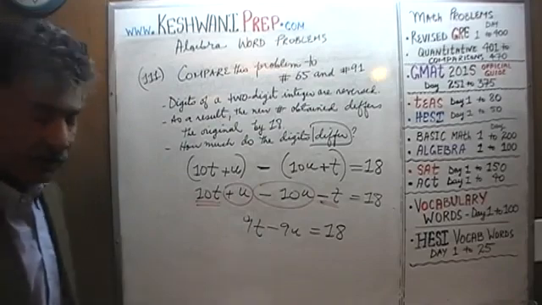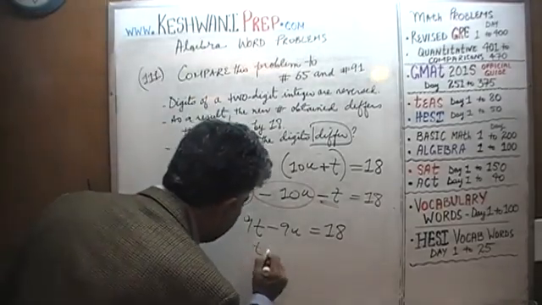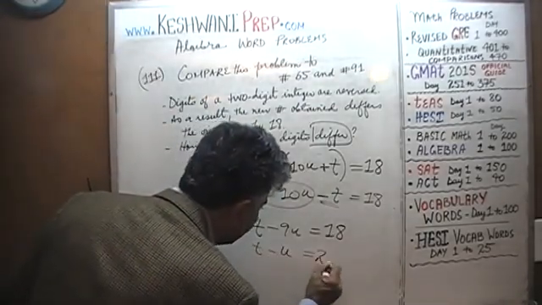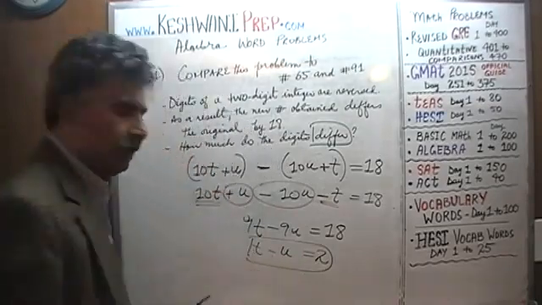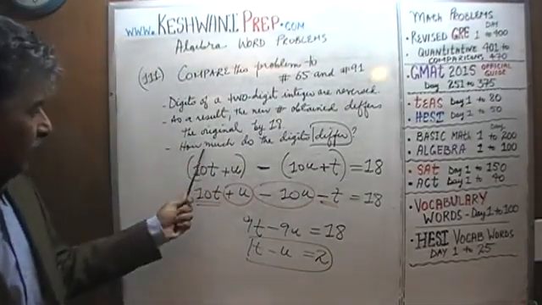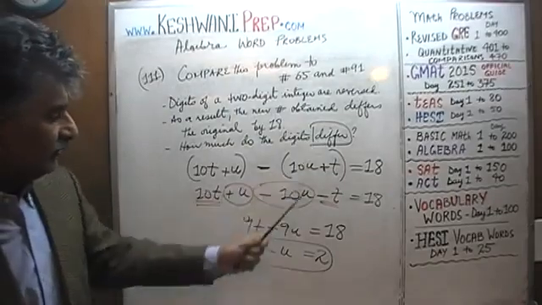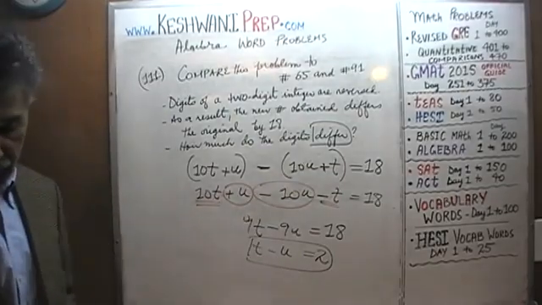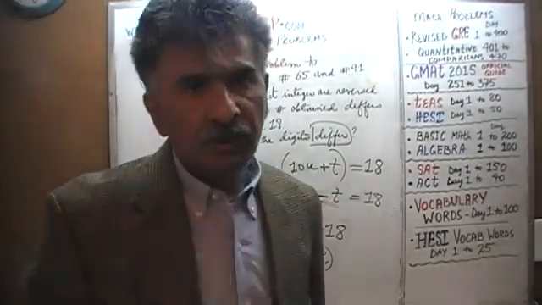If you divide the entire equation by 9, we get t minus u equals 2. And there is your answer. Because the question was, by how much do the digits differ? The digits differ by 2.